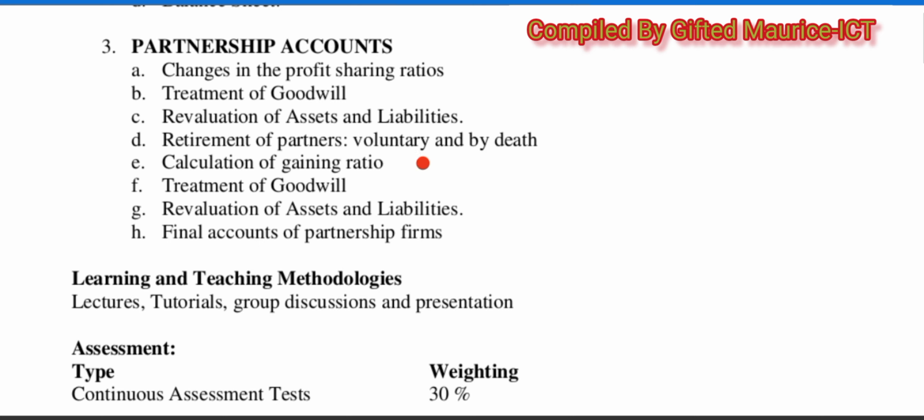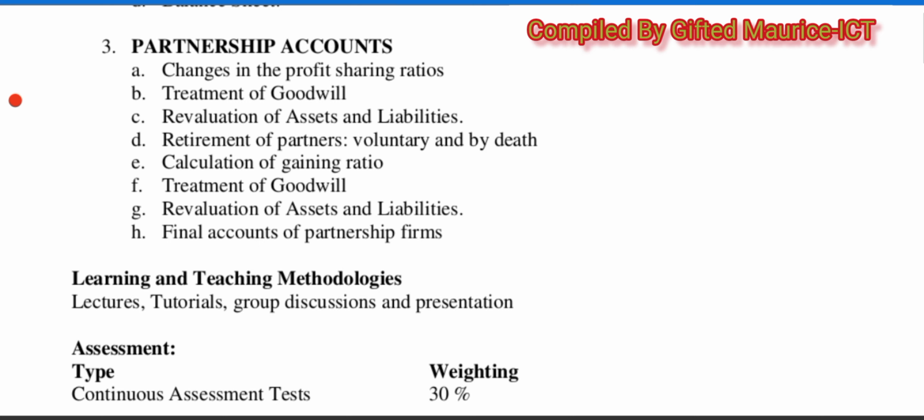And then, of course, when a new partner is admitted or an old partner retires, there is the issue of goodwill that will arise. How do you deal with goodwill? Because this new partner is joining an already established business, and therefore he will have to pay something more than he is supposed to pay. So apart from contributing his share of capital, he will pay more for the goodwill. If that is the case, how do you then treat goodwill?